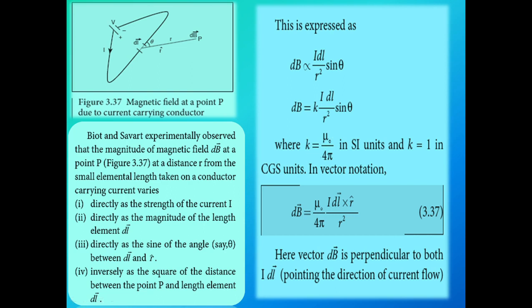What is the value of k? k is equal to mu naught divided by 4 pi. In SI units, k is equal to 1 in CGS units. In vector notation, we have to write this term into vector notation. So dB vector is equal to, what is the value of k? Mu naught divided by 4 pi into I dl vector cross r cap divided by r square. Sin theta can be written in vector notation.